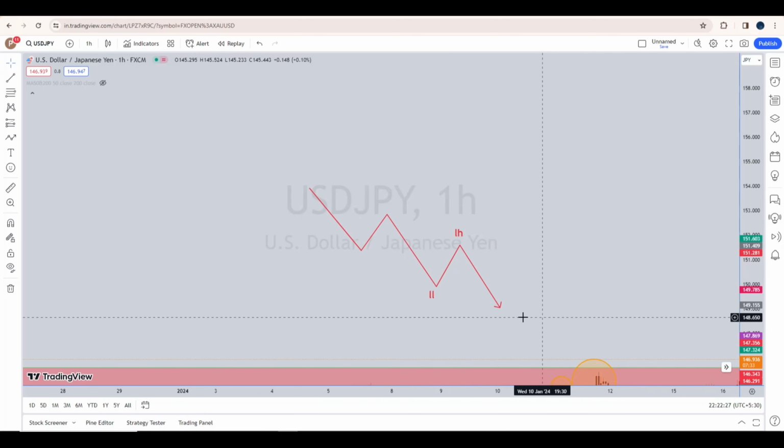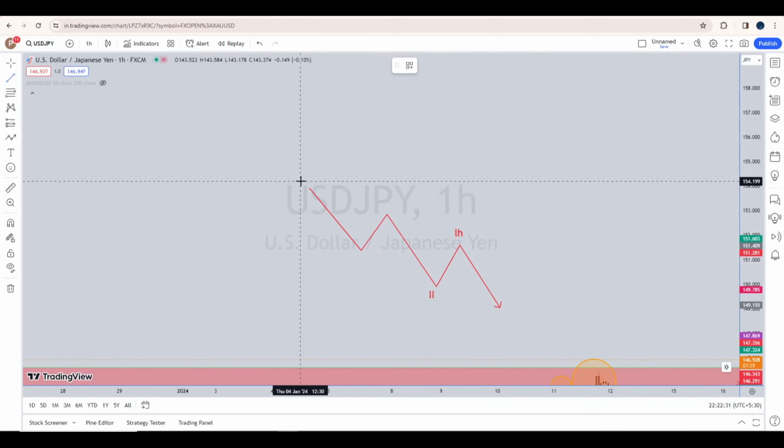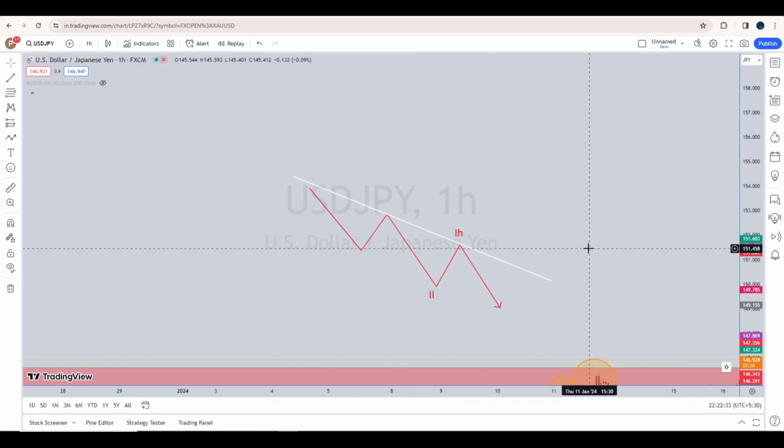So in a downtrend you will always draw the trend line above the price. Okay, so in a downtrend you will draw a trend line like this.